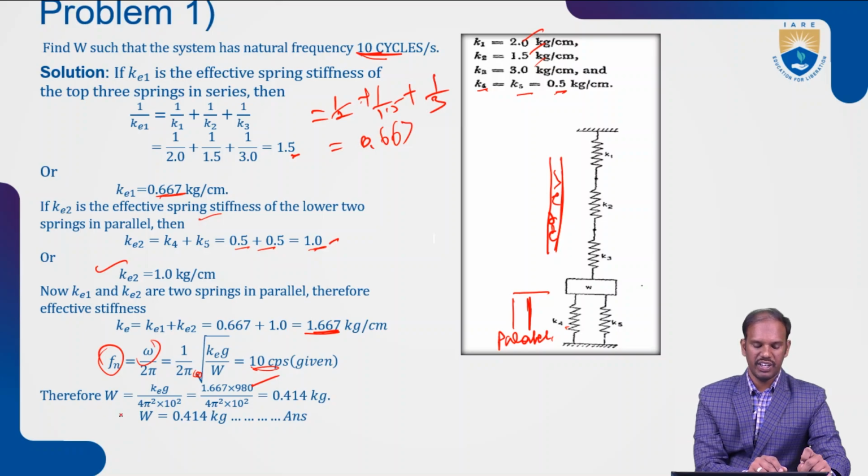So we need to get the weight over here. It is taken as a multiplication of all these things, in terms of 4 pi square into 10 to the power of 4, 10 to the power of 2. So we get 0.414 kgs, which is the answer.